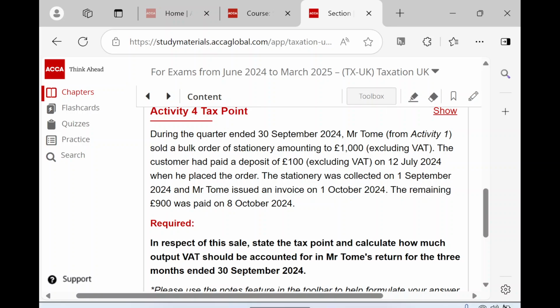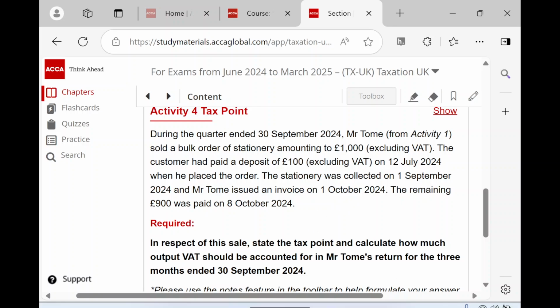Okay, so in terms of the question here, we see the scenario, and indeed we're just asked to state the tax point. What is the tax point for VAT purposes? And indeed, as a result of that, how much output VAT should be accounted for in Mr. Tome's return for this particular period. And we'll see when we look at the scenario, we've got basically two main amounts to sort of decipher or consider. So there's the deal.